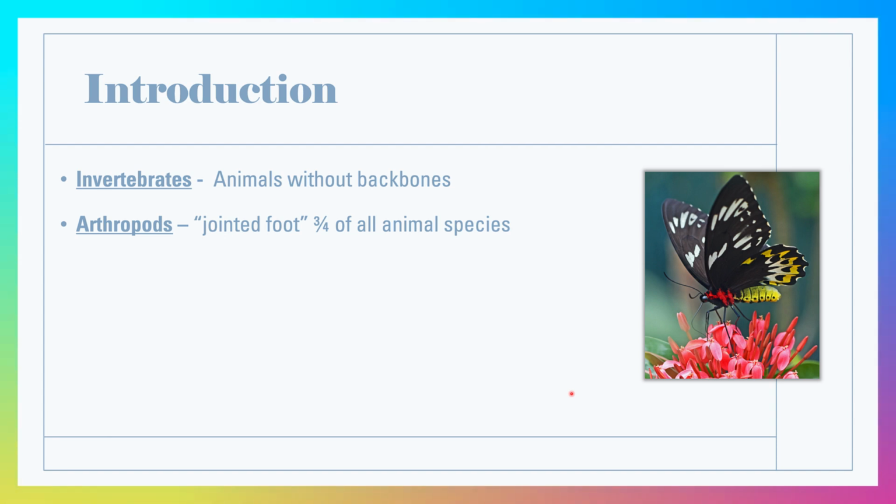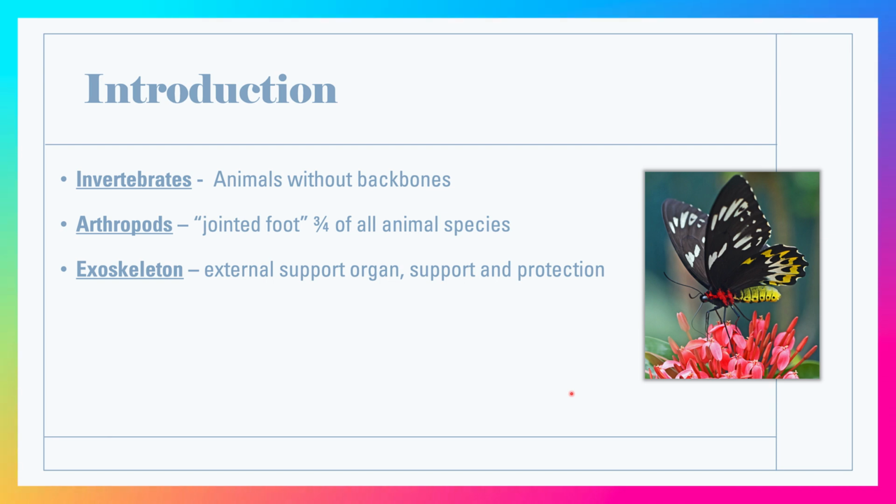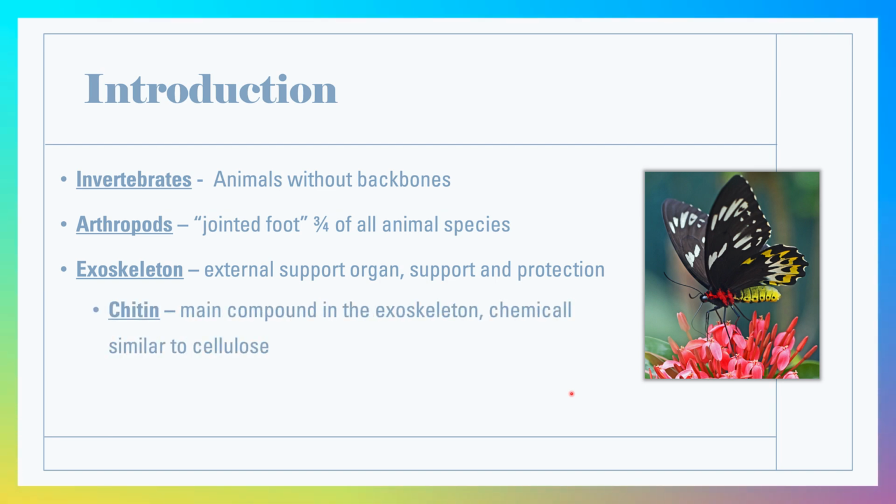Arthropods, the term arthropod means jointed foot, and represents about 3/4 of all animal species, both vertebrates and invertebrates. Instead of a backbone, the arthropods have an exoskeleton. The exoskeleton is the support for the organs, support and protection, and functions essentially as an endoskeleton functions, except it's on the outside of the body. And this exoskeleton is made up of a specific material called chitin. This is the main compound in the exoskeleton, and it's chemically similar to cellulose.